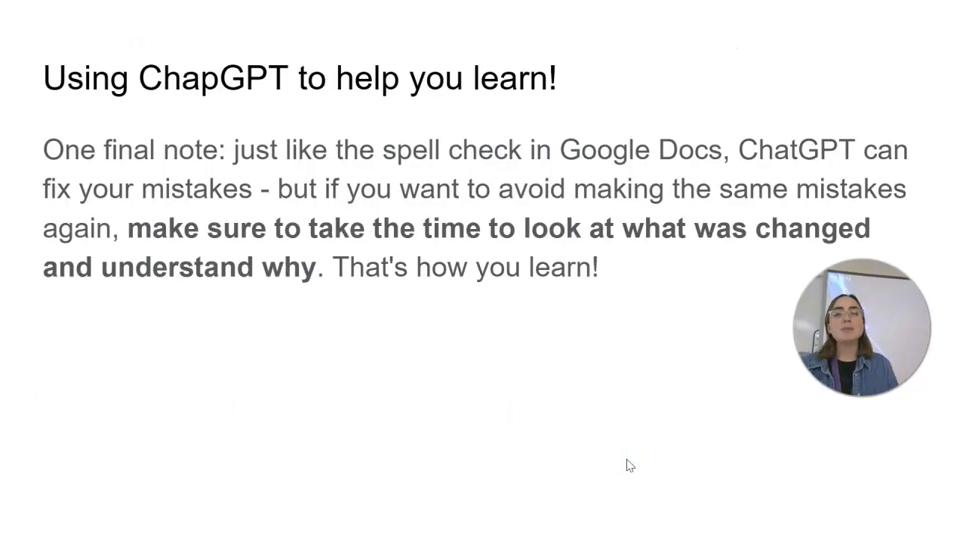We want to use ChatGPT to help us learn. So if it's editing your writing, it's good to go back and make sure you take the time to look at what was changed and understand why. So if it's fixing a lot of your punctuation, you should go back and learn why you need to use that punctuation, like a period or a comma or whatever it is. So go back and look at what it changed and learn from it.